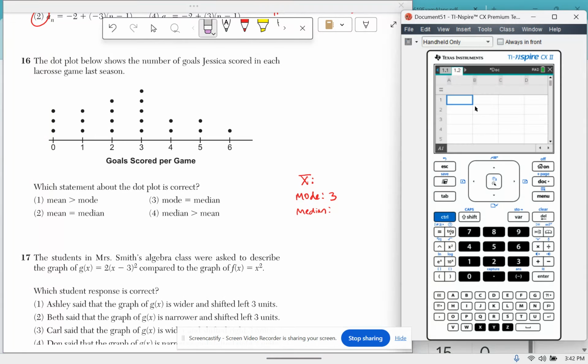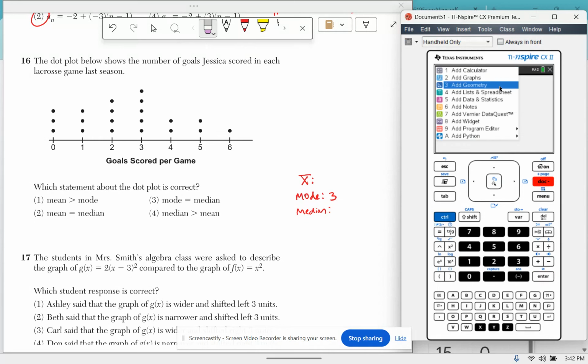So let's go ahead and enter these into our calculator. I'm going to go to lists and spreadsheet, and remember for dot plots we have an X list and then a frequency list. For every X we have 0, 1, 2, 3, 4, 5, and 6. And then the frequency of each one is: 0 happened 3 times, 1 happened 3 times, 2 happened 4 times, 3 happened 5 times, 4 happened 2 times, 5 happened 2 times, and 6 happened 1 time.